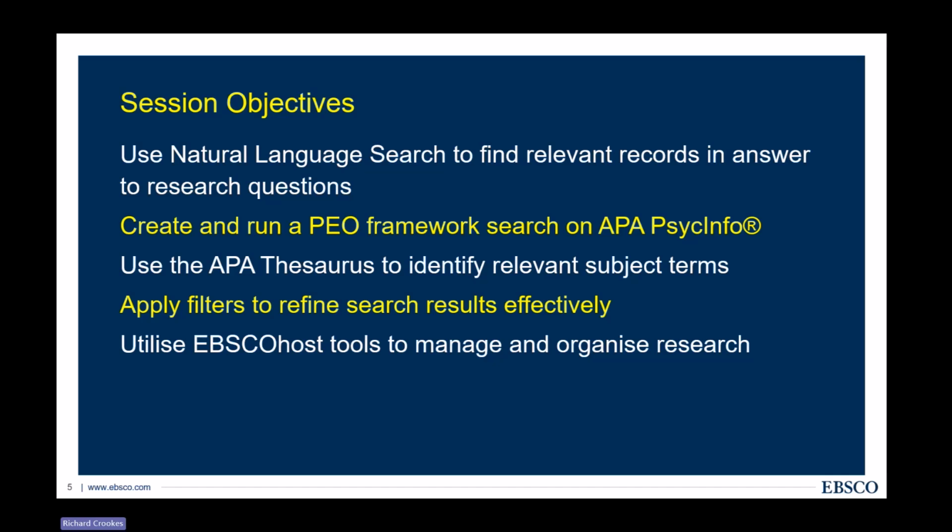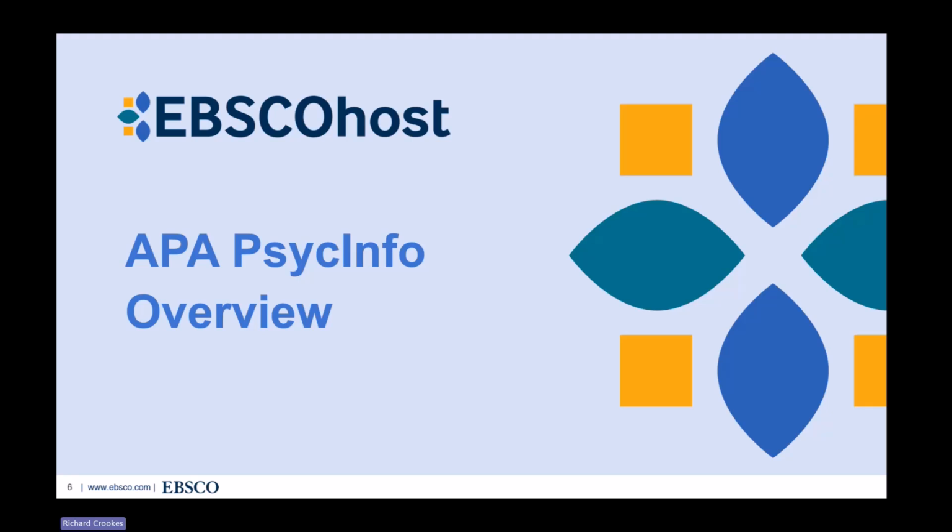You will also be able to use the APA Thesaurus to identify relevant subject terms. So use the index there, and also be able to apply filters to refine search results effectively. And also you'll be able to utilize EBSCO's tools to manage and organize your research as well. So whether you want to save items, create alerts, whatever it might be, then we can cover some of that in this session.